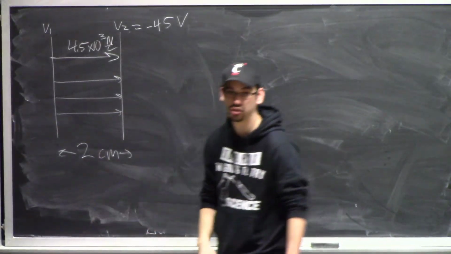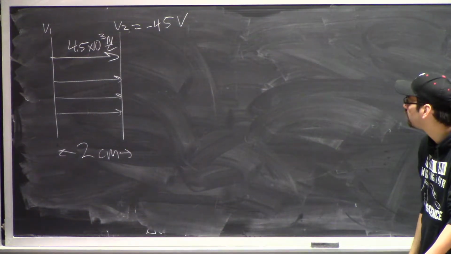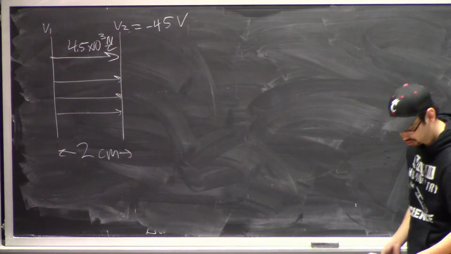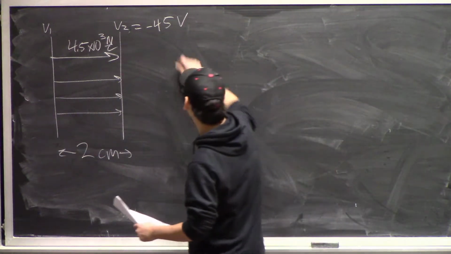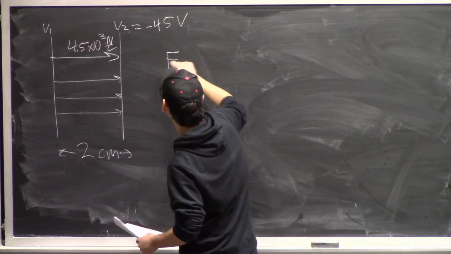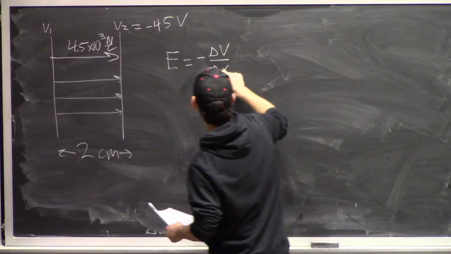I have a separation of 2 centimeters. So this makes it a lot easier to set up and solve, and then you'll know you're getting the right answer. So what we want to say is that E is equal to minus delta V over delta X, right?